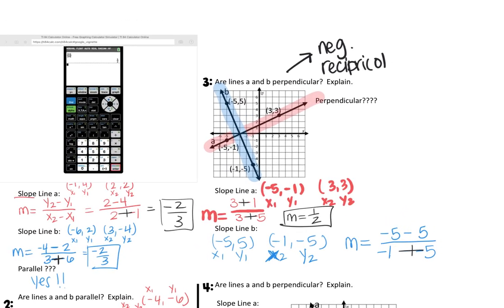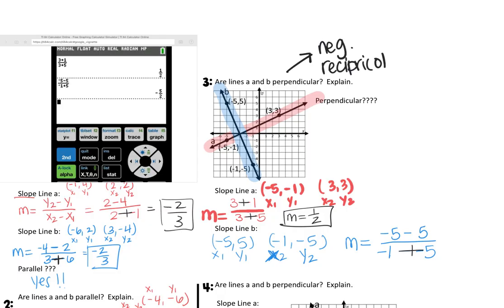All right, let's put this in our calculator and see what we get. Alpha y equals 1 gives you your fraction mode. -5 minus 5 is at the top. Let me go down and write -1 plus 5. Enter. And it generates -5 over 2. Perfect. So it equals -5 over 2. So we have both of our slopes.